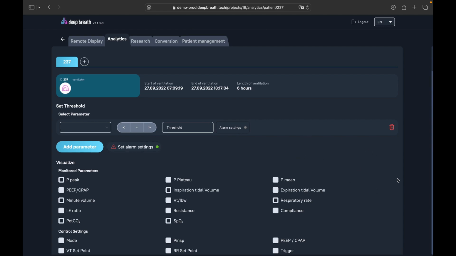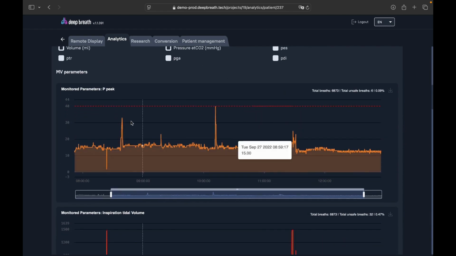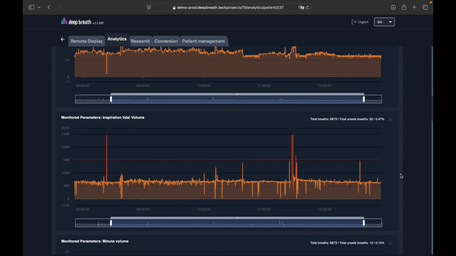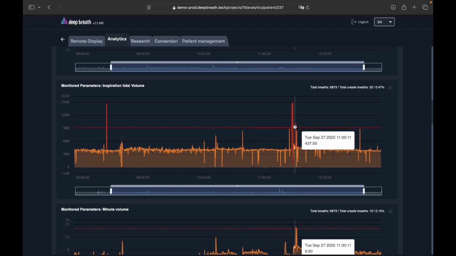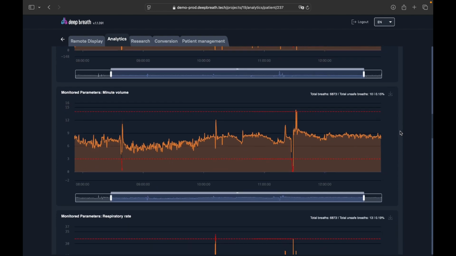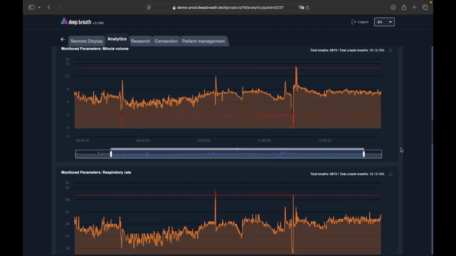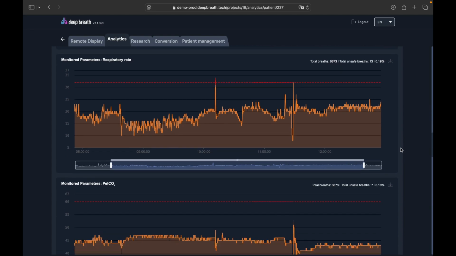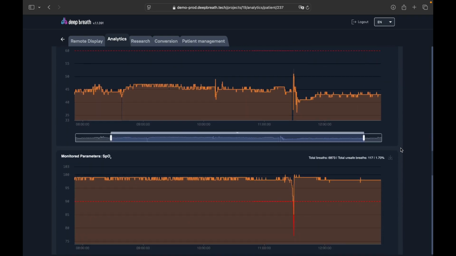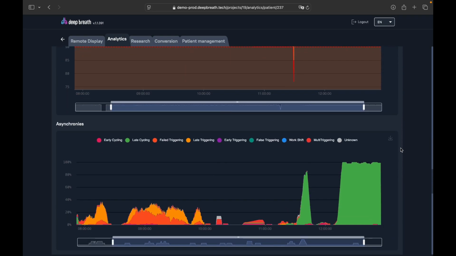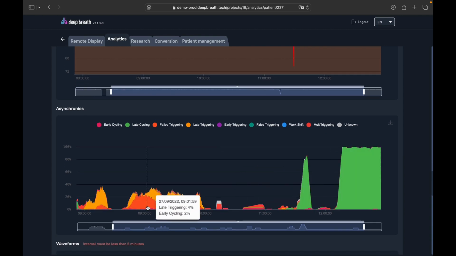And what is interesting is that there was no alarm during this period of time. So, alarms from the ventilator. We see pressure, we see inspiratory tidal volume. It was a short period with like 32 alarms. Minute volume was fine. Respiratory rate, everything is perfect. But there were many asynchronies for around 1 hour.